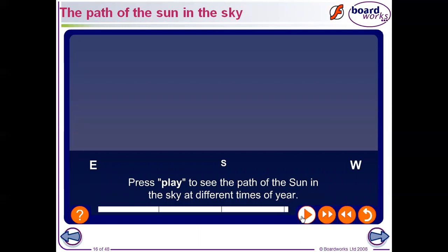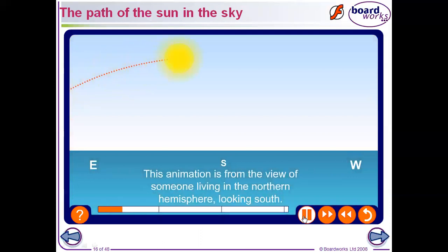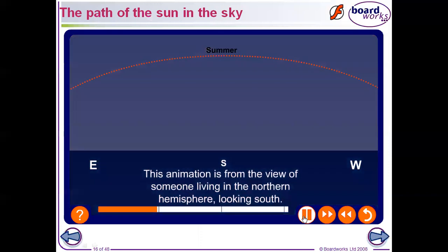Now, let's quickly go through this and look at the path that the sun takes. When you observe, the sun will appear to move from east to the west.